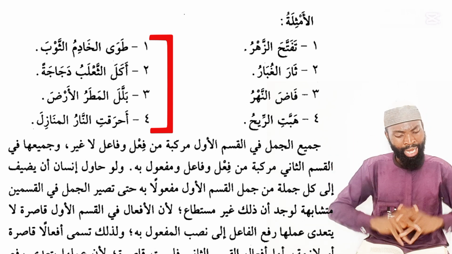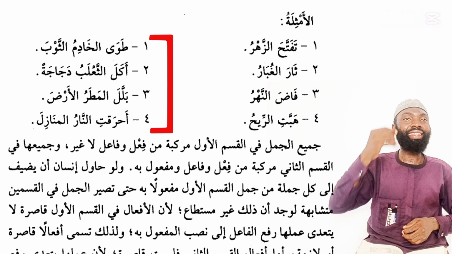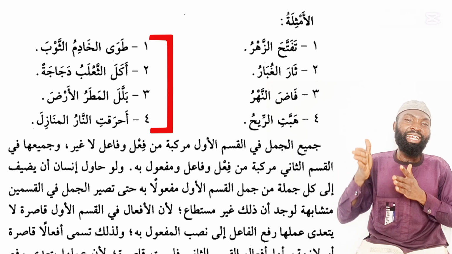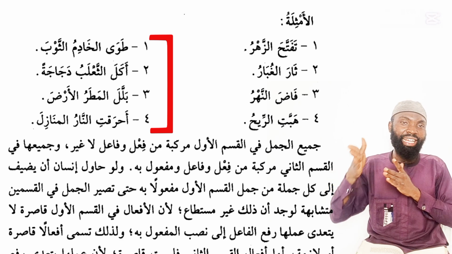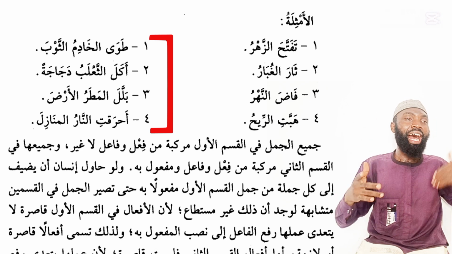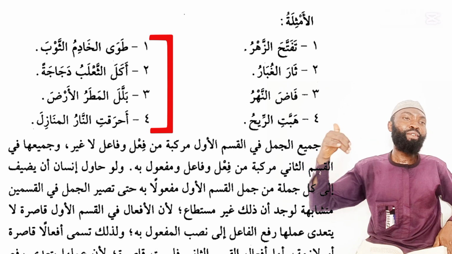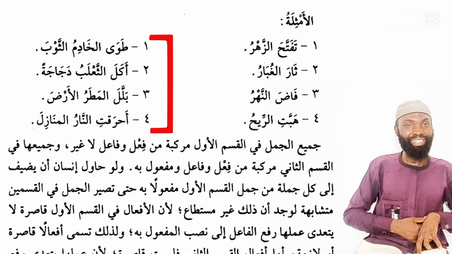Now we have number 2, akala thalabu dajajatan. The fox ate a hen or a chicken. The fox ate a hen. Now from here you can see akala is the verb, athawbu is the subject, fa'il, then we have dajajatan, the maf'ulun bihi. This shows the word akala is a transitive verb.